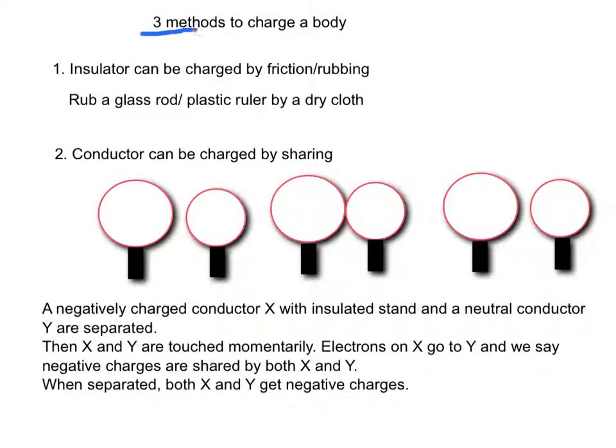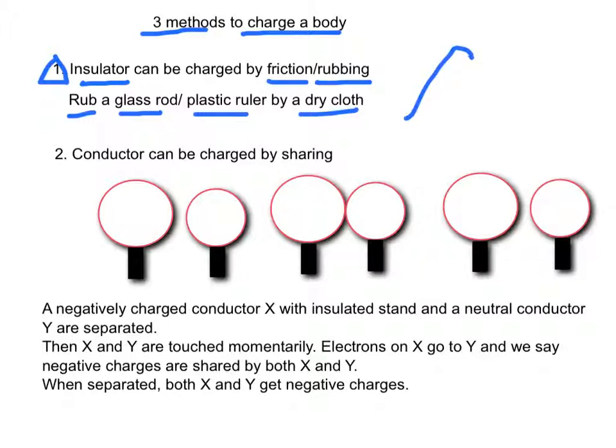There are three methods that can be used to charge a body. The first method is to charge an insulator by means of friction or rubbing. If we rub a glass rod or plastic ruler with a dry cloth, the rod will be charged. The charge on the rod may be negative or positive depending on the nature of the materials.